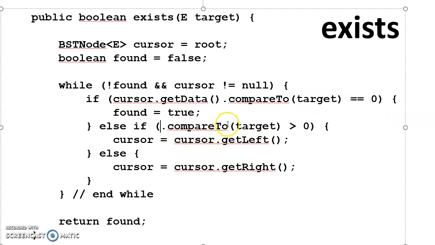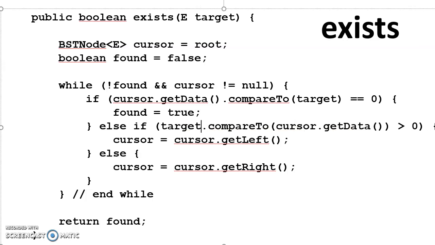The other thing we could have done, but this is PowerPoint, not NetBeans, is if we did it thinking this way, let's compare target to cursor get data. Then if it's less than 0, we want to go to the left. So we have to be very mindful when we use the compare to, what's to the left of the dot and what's in the parentheses. It's always relative to this item first. So if this is before this, we get a negative number, which is why we're doing here less than 0.